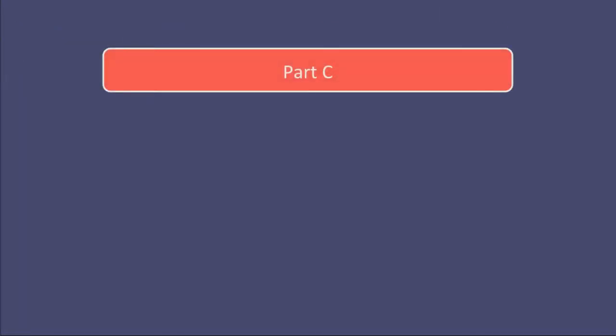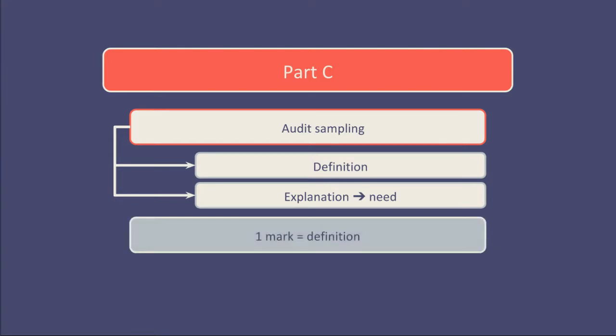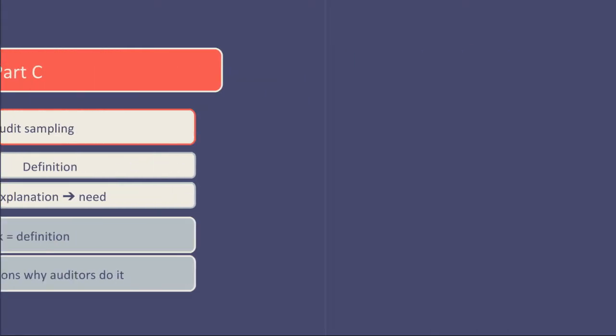Part C asks to define what is meant by audit sampling and explain the need for this. A sensible plan for this answer is to define audit sampling for 1 mark and then think of 2 reasons why sampling is needed in an audit for the remaining 2 marks.